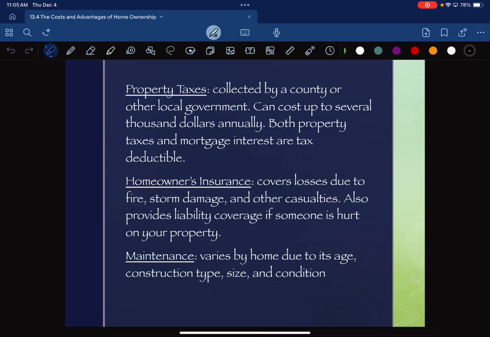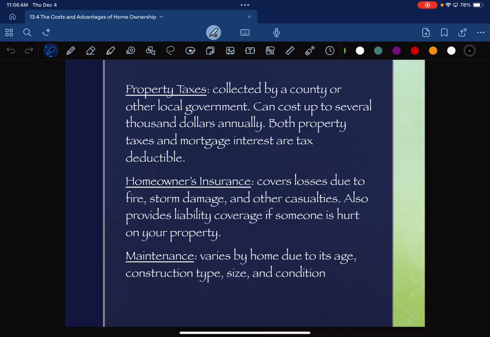It's a business venture. But there are other costs associated with a house than the money you send in rent or in the mortgage payment. And so there's three actually that we're going to talk about, but two that we can actually talk about very concretely as we're taking a look at this. And the first one is called property taxes. So property taxes are taxes that are collected by a county or other local government. They can cost up to several $1,000s annually.